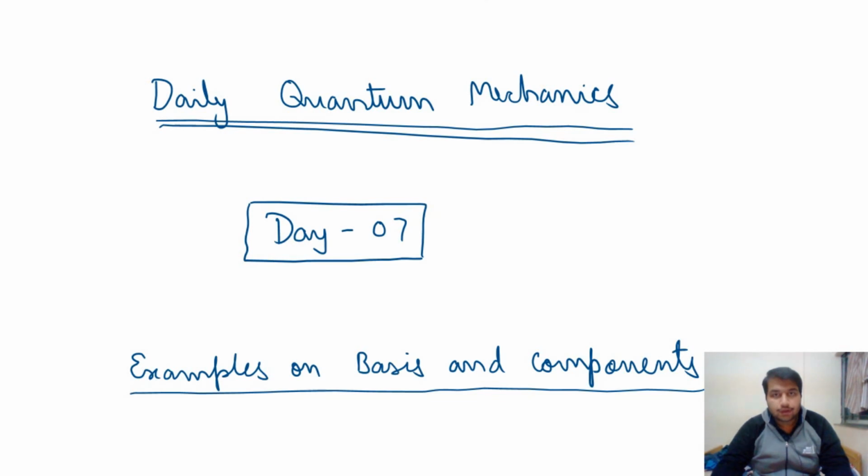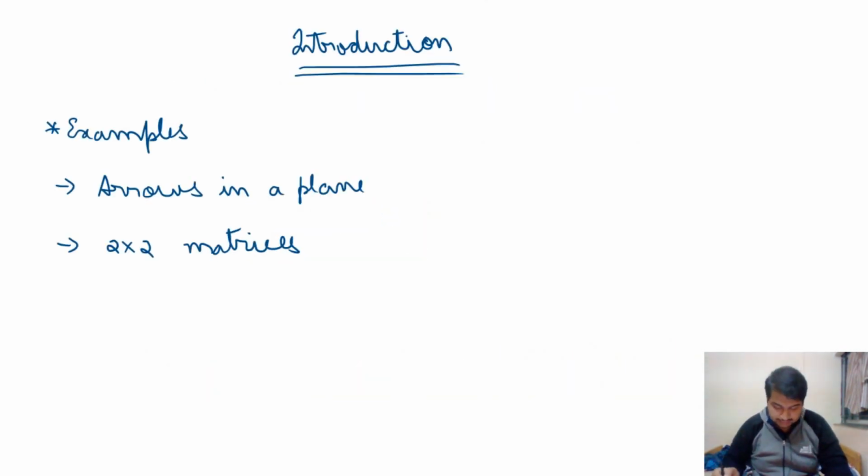This is day 7 of daily quantum mechanics, and in this video we are going to continue with our examples on basis and components. So let's get started. Here I'm going to continue with our example of arrows in a plane and then go on to 2 cross 2 matrices.